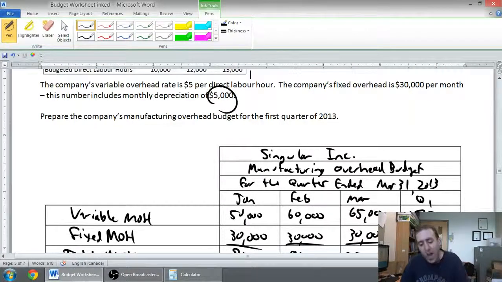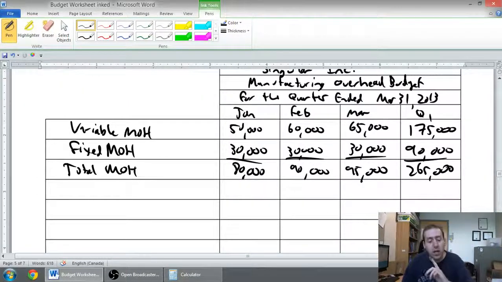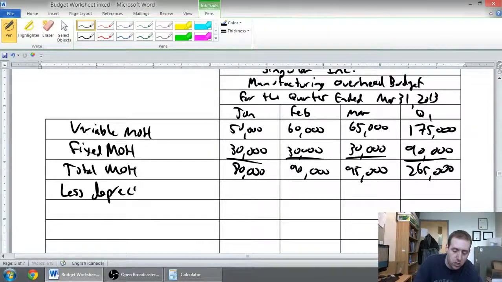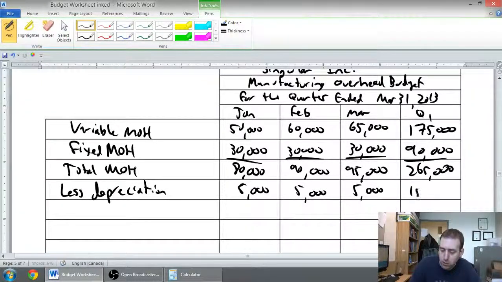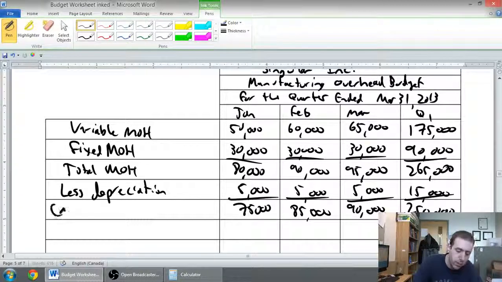So if I want to know how much cash I'm paying out in my overhead, I have to deduct out depreciation. So let's deduct depreciation. That was $5,000 per month. 15,000 in total. 75, 85, and 90. And this is going to be our cash paid for overhead.